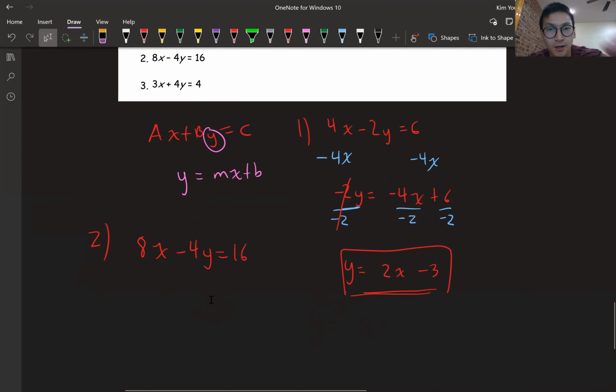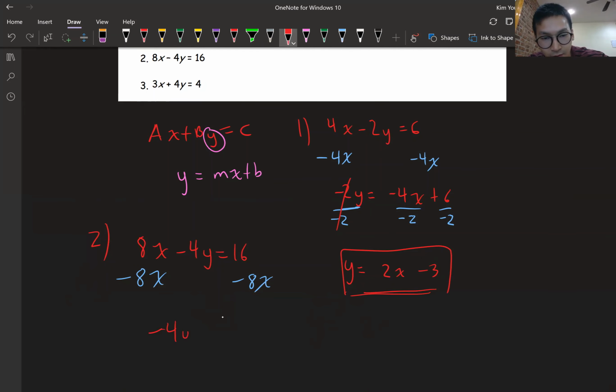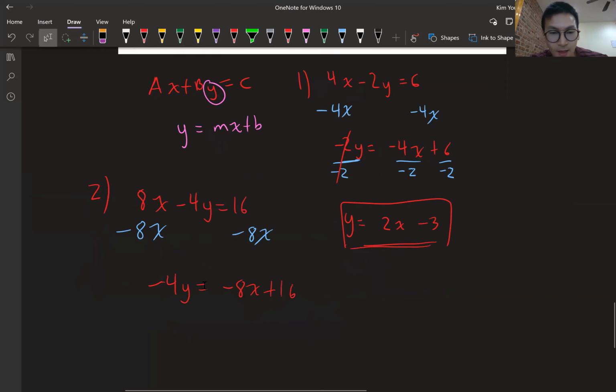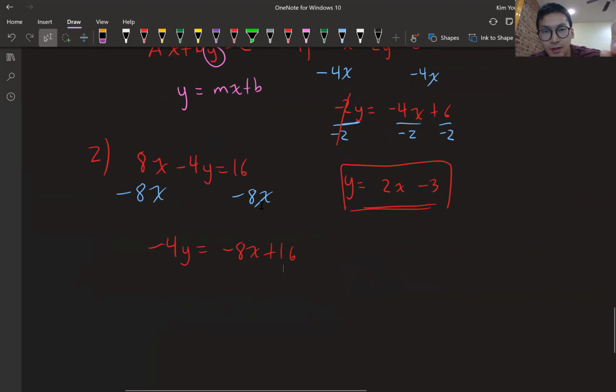Okay, so here, same thing. We're gonna have to get the y alone, right? You got to get rid of this 8x. So you subtract 8x, subtract 8x, and then you're gonna get negative 4y is equal to, and then you have options here. Since this mx term is in front of the b, to the left, I'm gonna say it's a negative 8x plus 16. You could also say 16 minus 8x, but then you have to use the commutative property of addition to rewrite that. But that's just extra detail.